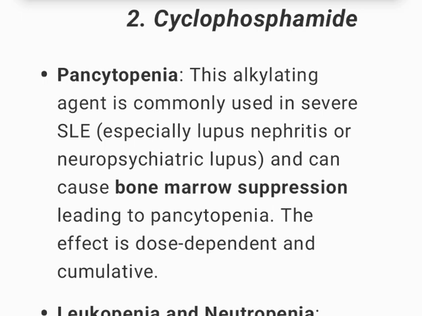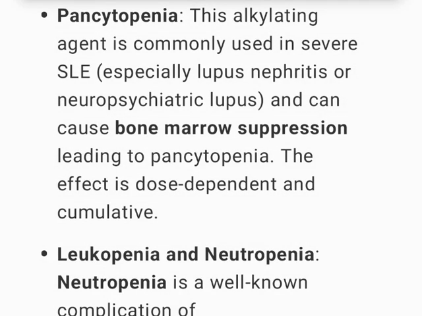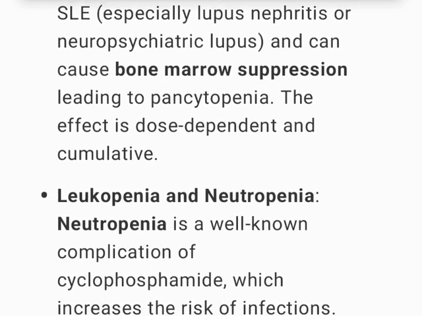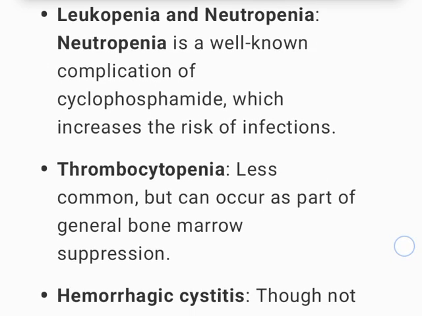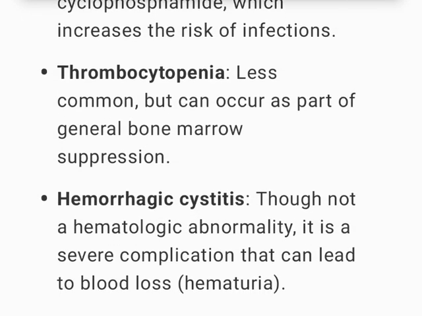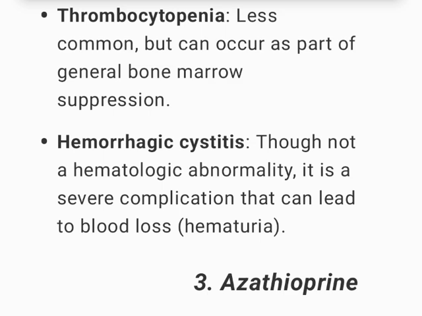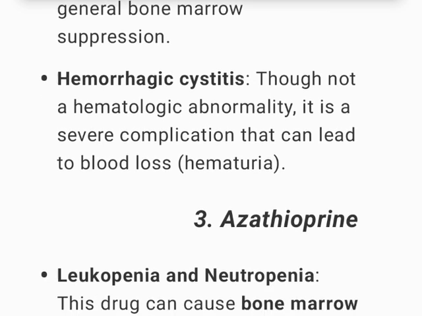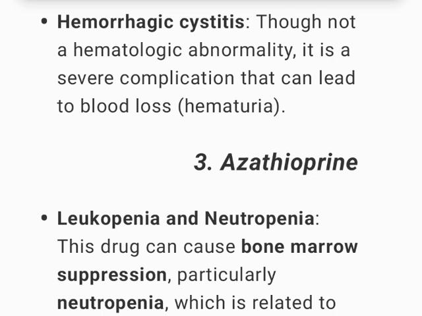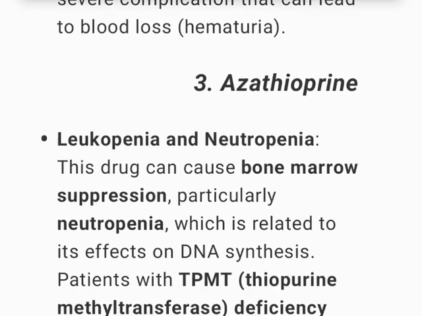2. Cyclophosphamide, pancytopenia. This alkylating agent is commonly used in severe SLE, especially lupus nephritis or neuropsychiatric lupus, and can cause bone marrow suppression leading to pancytopenia. The effect is dose-dependent and cumulative. Leukopenia and neutropenia. Neutropenia is a well-known complication of cyclophosphamide, which increases the risk of infections. Thrombocytopenia. Less common, but can occur as part of general bone marrow suppression. Hemorrhagic cystitis. Though not a hematologic abnormality, it is a severe complication that can lead to blood loss, hematuria.